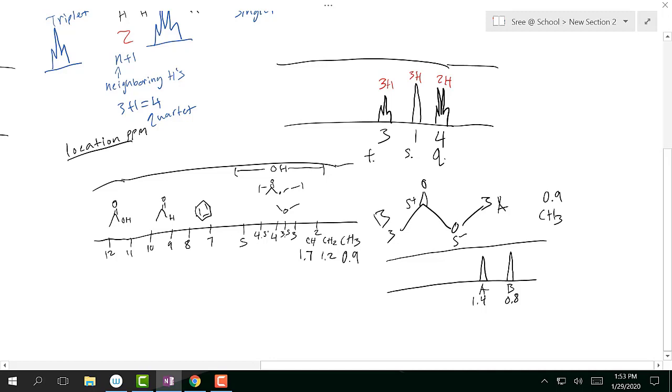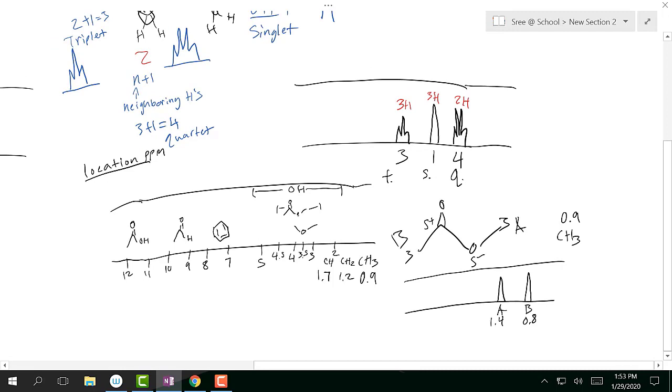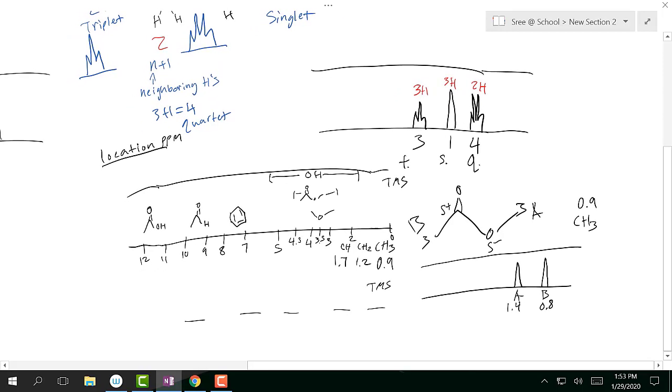And then just like IR, the fingerprint region, there's also something called TMS. That's just a benchmark value of 0. It's not really important. The only time that might show up is in a ranking question, and they could ask ranking also for NMR, where TMS is one of them. Okay. So yeah, and then you guys know the number above each peak is the number of hydrogens actually on that resonance.